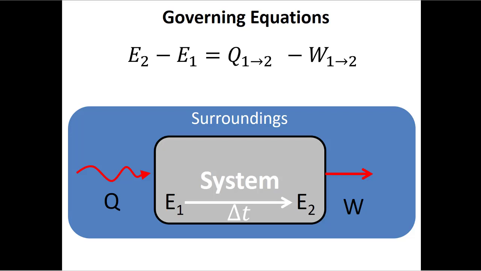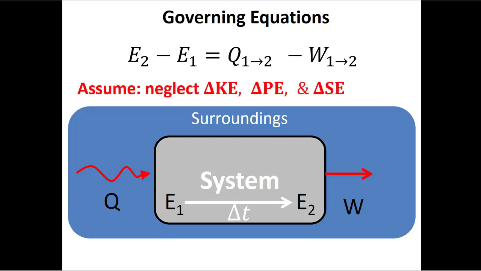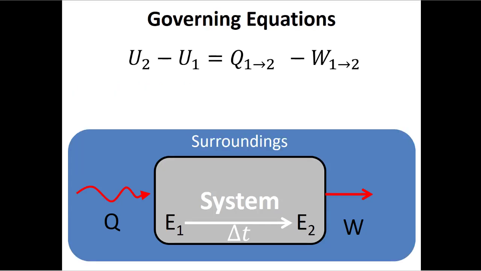And the equation for the second process would be capital E3 minus capital E2 is equal to Q from 2 to 3 minus W from 2 to 3. If we neglect changes in kinetic, potential, and spring energies, my delta E becomes change in internal energy.